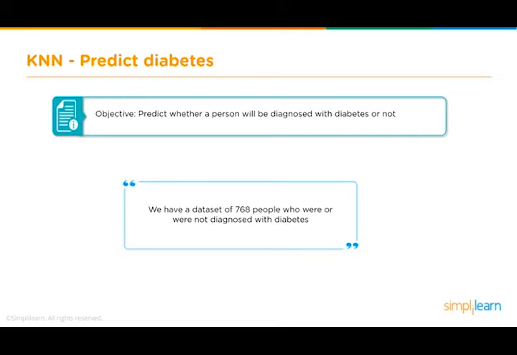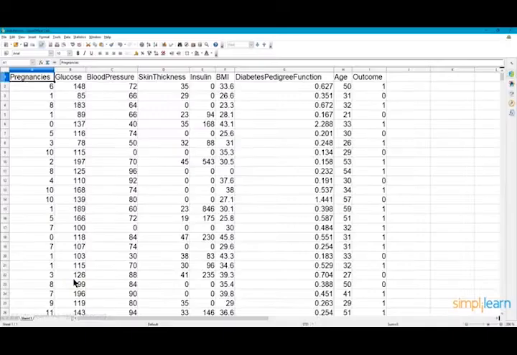We have a data set of 768 people who were or were not diagnosed with diabetes. And let's go ahead and open that file and just take a look at that data. This is in a simple spreadsheet format. The data itself is comma separated, a very common way to get the data. You can see here we have columns A through I: 8 columns, each with a particular attribute, and then the 9th column, which is the outcome, is whether they have diabetes.